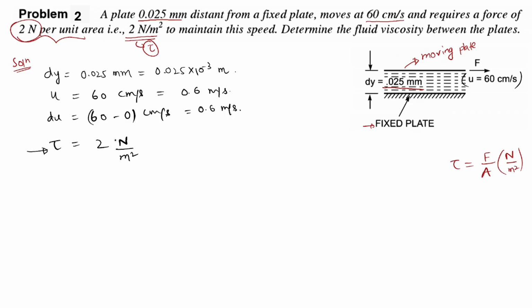I understood by seeing the unit. The unit says 2 Newton per meter square, and Newton per meter square is the unit of stress. So that's why I found that this is the stress. But why is this shear stress?